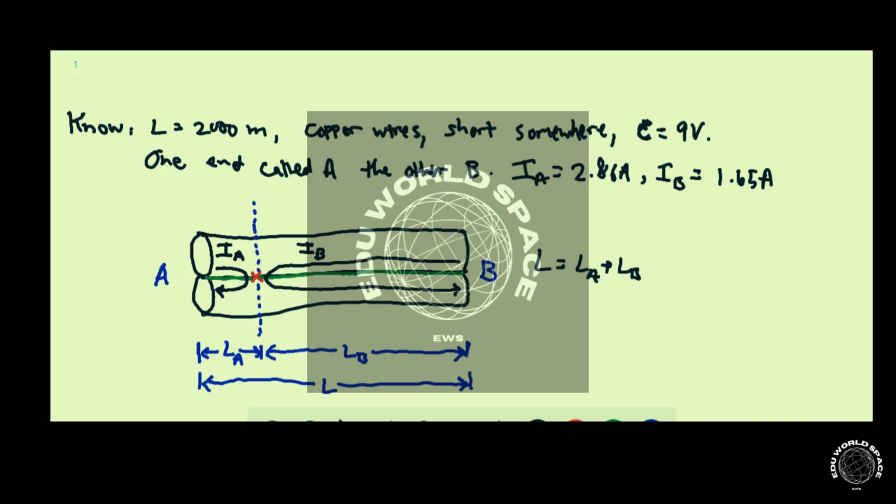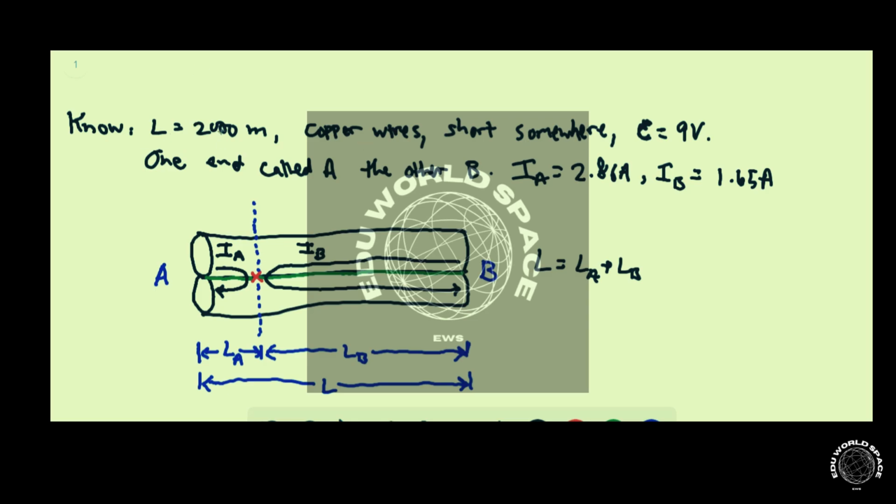At one end of the cable, call it point A, you connect the two ends of the two wires to a 9-volt battery that has negligible internal resistance, and you measure 2.86 amperes of current flowing through the battery. At the other end of the cable, you attach the battery to those two wires, and you measure 1.65 amperes of current flowing through the battery. And we're asked to find how far the short is from point A.